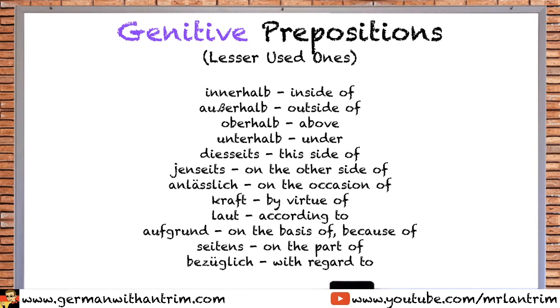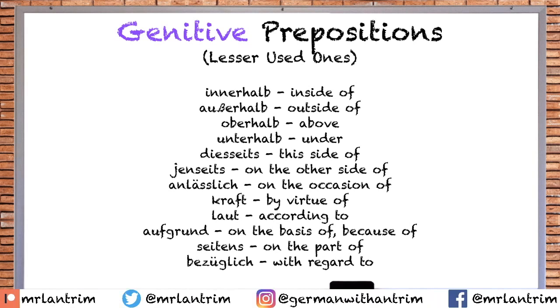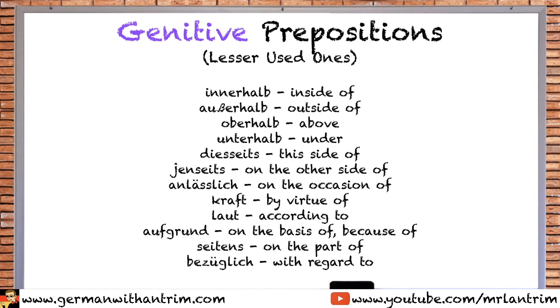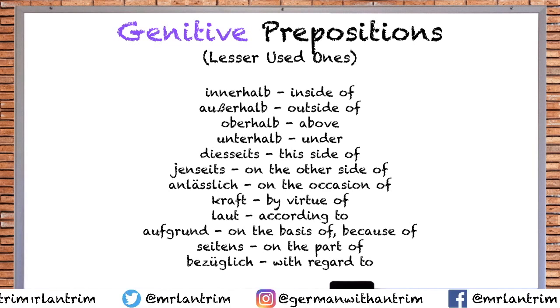Lesser used ones. As I mentioned, there are a ton of genitive prepositions, and these are some of the ones that you more than likely come across eventually. But if you're just beginning your German learning journey, you're probably not going to see these anytime soon. Okay? But we have innerhalb, inside of, außerhalb, outside of, oberhalb, above, unterhalb, under. There's a lot of halbs.